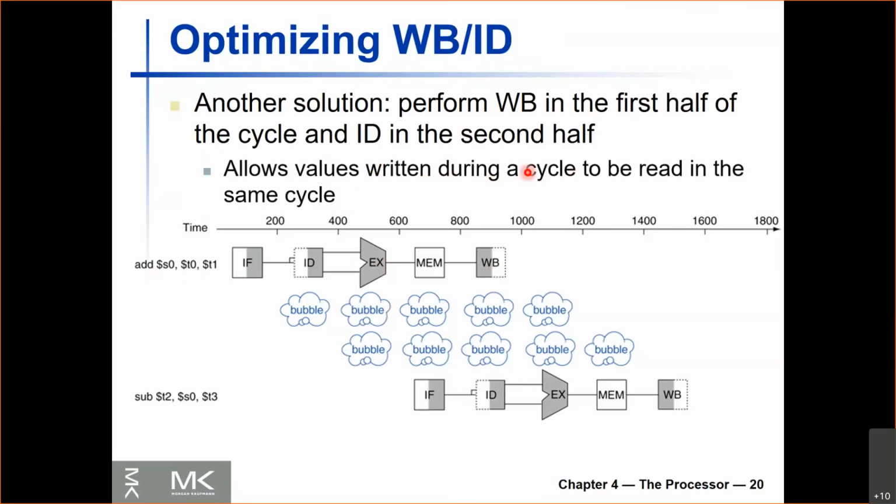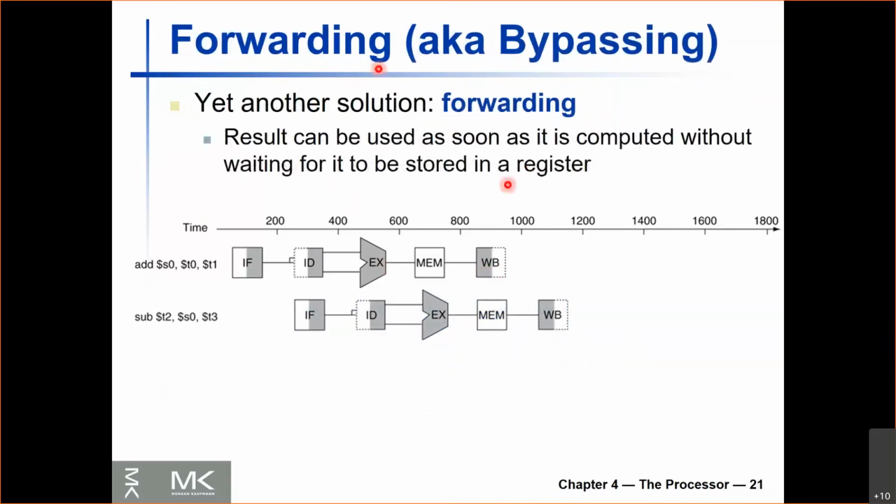So again, this optimization allows values to be written during a cycle and read in the same cycle. Basically, the value gets written in the first half of the cycle, and then it gets read in the second half of the cycle. Okay. So forwarding or bypassing is based on the observation that even though the value of S0 is written to the register in the write back stage, we actually know the value earlier.